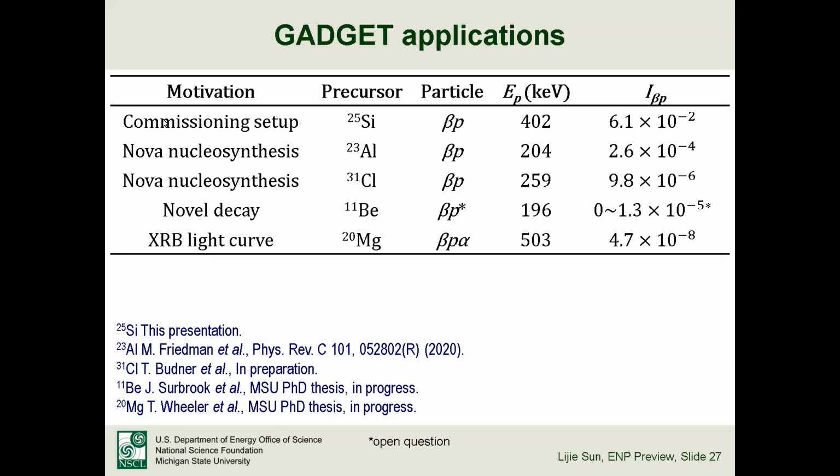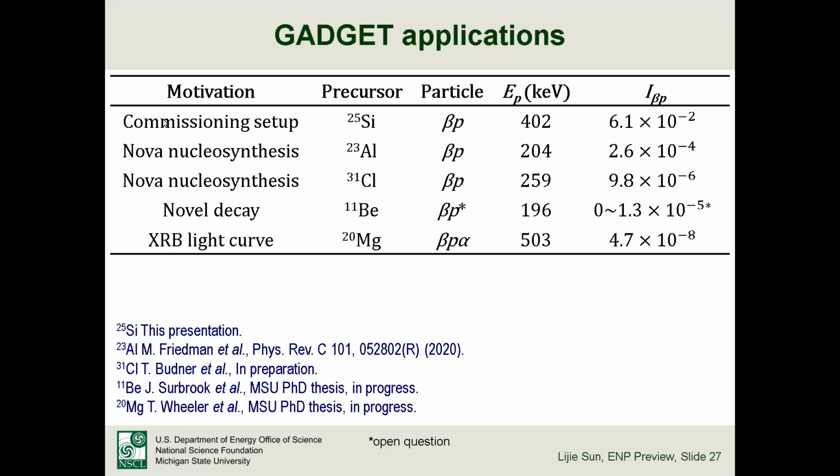To give you a big picture, we have measured, or plan to measure, the beta decays of several other nuclides. For example, aluminum-23 was measured to study the sodium-22 (p,γ) reaction rate in the same campaign after the commissioning. And then the chlorine-31 decay was measured to study the phosphorus-30 (p,γ) reaction rate. Both of these two reactions are critical for understanding nova nucleosynthesis.